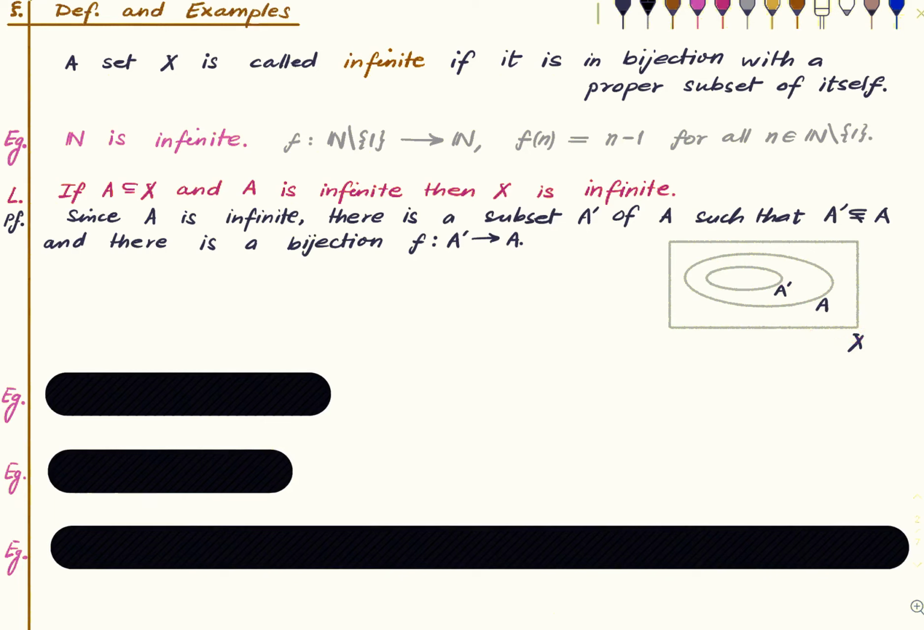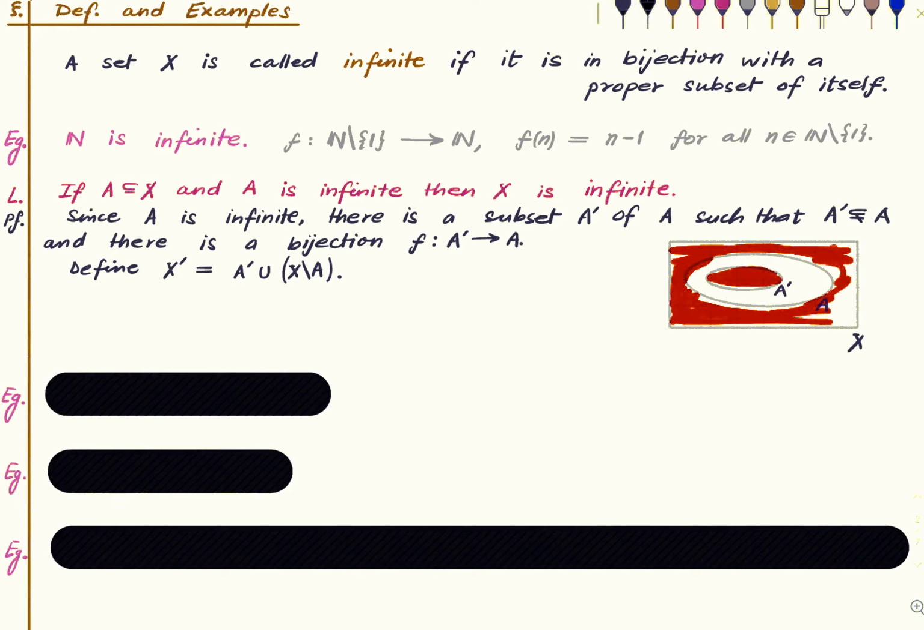All right. So we need to find a proper subset of X that is in bijection with X. And that is not a mystery. So define X prime as A prime union that thing. So X prime is this union the thing on the outside, which I'm shading. That is what X prime is.